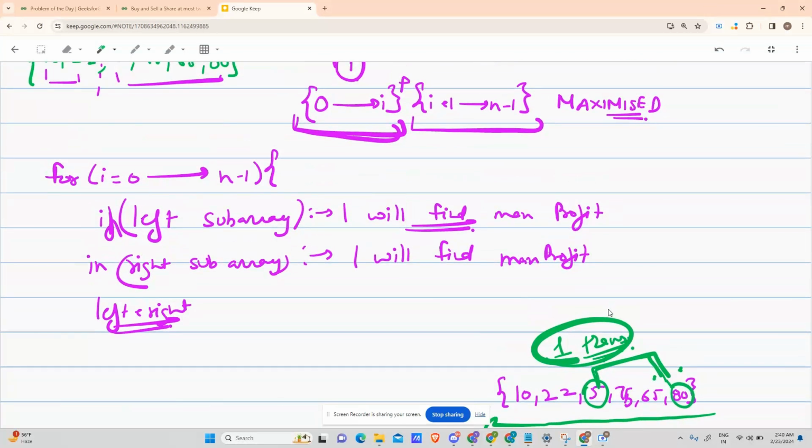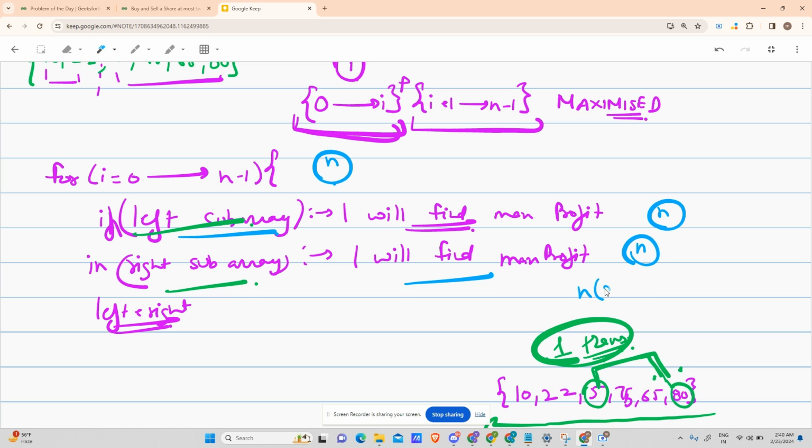So I will use this formula of one transaction to check in the left subarray and in the right subarray, and I will maximize my profit. What is the time complexity for the above approach? So this will be moving n times, okay? This will be taking n operations. This will be taking n operations. So n into 2n, that is 2n square, which will go to O of n square, right?